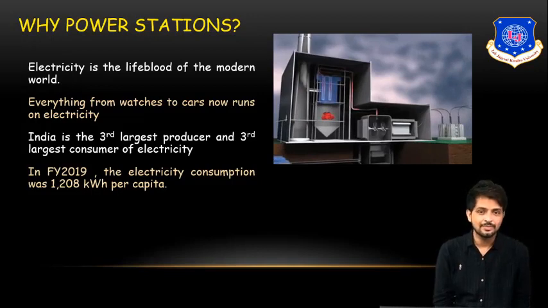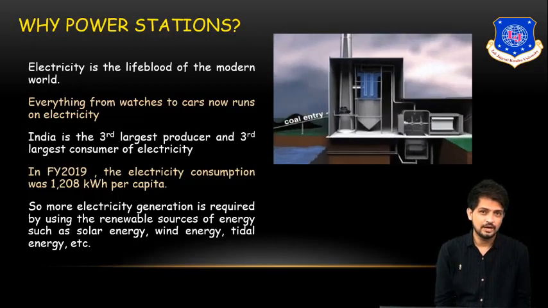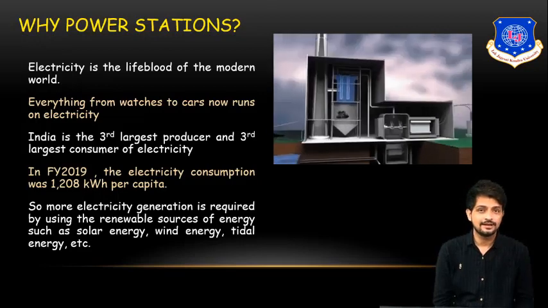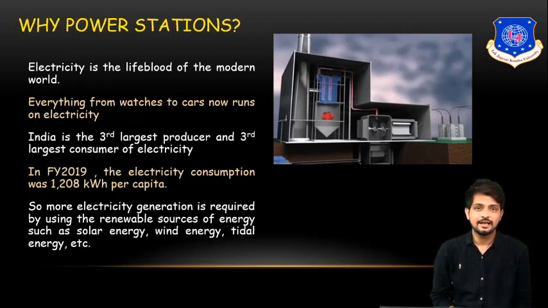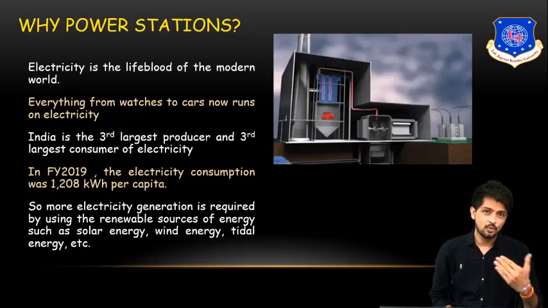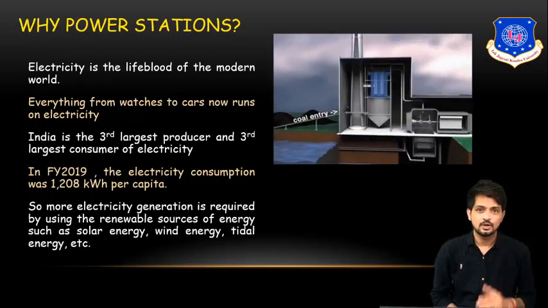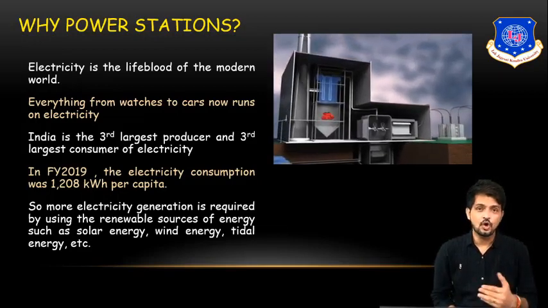So to meet the requirement, we need more and more electricity, and to produce the electricity, power stations are required. We have to make sure that we are using the renewable energy sources to generate the electricity. We should use more and more renewable energy sources like solar energy, wind energy, tidal energy, rather than fossil fuels. Now, what is the reason of using the renewable energy sources? So that we can use it for a long term.